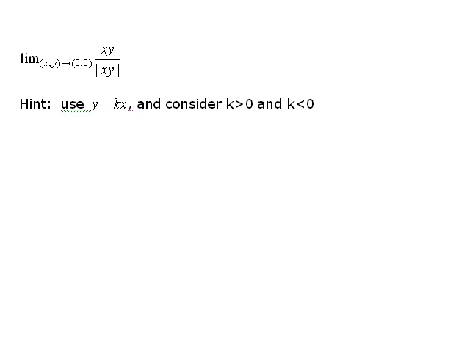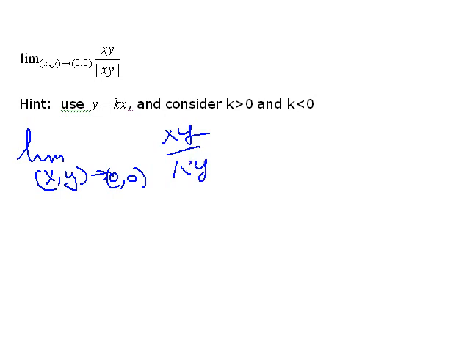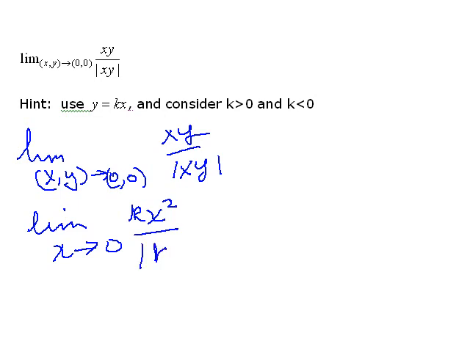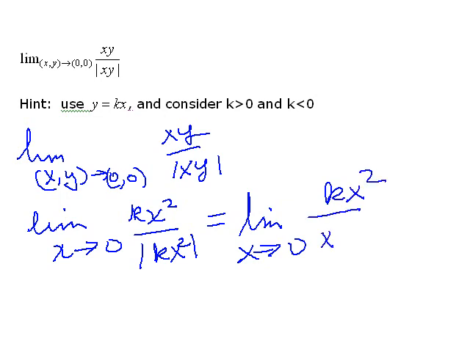Alright, let me work this out for you. So I'm going to substitute that in. I'm taking the limit as x approaches the origin of xy over the absolute value of xy. When I make this substitution, all I have to consider is the limit as x goes to 0. And I will have, well actually, it's kx squared over the absolute value of kx squared. Well, x squared is positive, so it can come out from underneath the absolute value sign. Limit as x goes to 0 of kx squared over x squared times the absolute value of k.